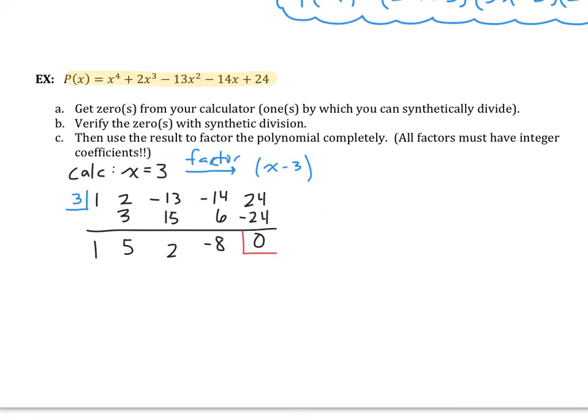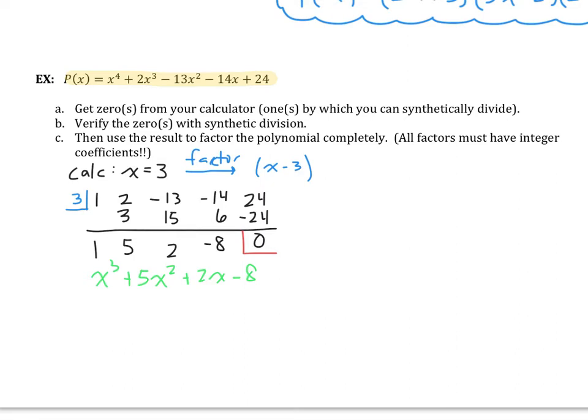So where does this put us, right? This now puts us at a polynomial that's x cubed plus 5x squared plus 2x minus 8. Now, if we tried to factor the rest by hand, grouping 2 and 2 would be really our only option, and we should see that it won't work. So what we need to do is go back to our calculator and find another 0. Go back to your table of values and see if you can find another 0.